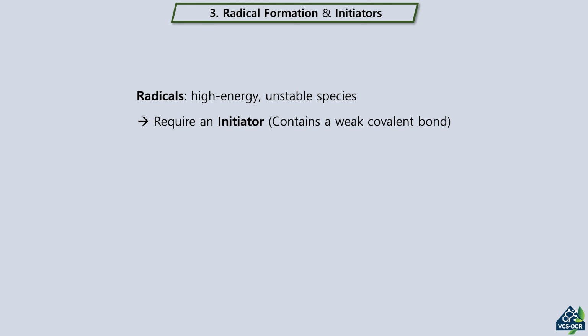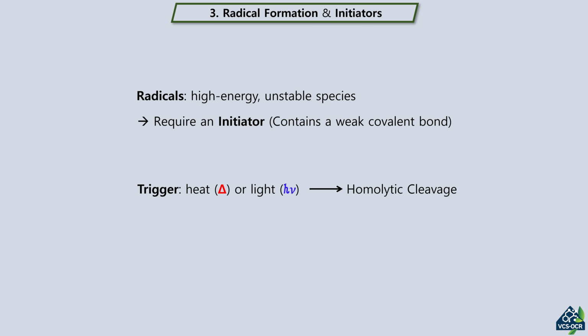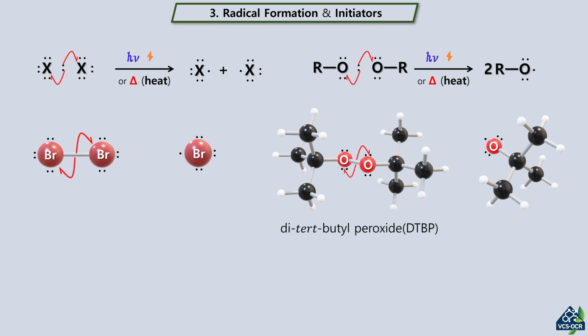Building on what we've discussed about the fundamentals and structure of radicals, let's now look at how these reactive species are generated. Because radicals are high-energy, unstable species, they cannot simply form on their own under standard conditions. They require a specific trigger, a substance known as a radical initiator. An initiator is a compound containing a relatively weak covalent bond that easily undergoes homolytic cleavage upon exposure to heat or light. The most common initiators are peroxides and halogens.